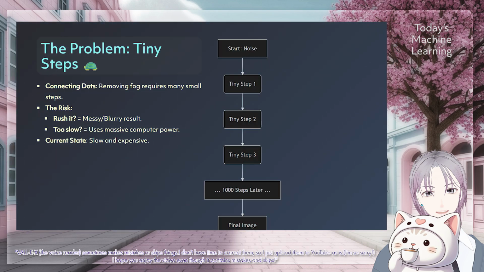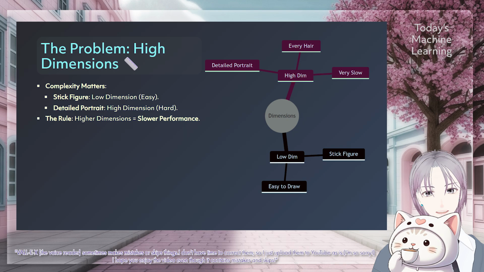But here is the problem this paper is trying to solve. Usually, removing that fog takes a lot of small steps. If you rush it, the picture looks messy or blurry. It's like connecting the dots. If the dots are too far apart, your drawing looks all jagged and weird, right? So computers have to take tiny steps to make it look good. This takes a long time and uses a lot of computer power. Also, usually the bigger the picture is, or the more details it has, the harder it is for the computer. It's like drawing a simple stick figure is easy, but drawing a detailed portrait of a person with every single hair is really hard. In math language, we call this the dimension.